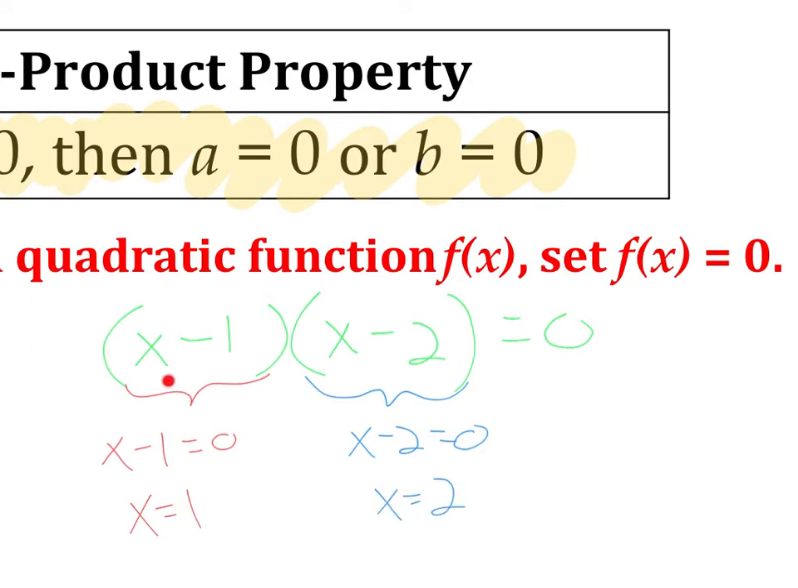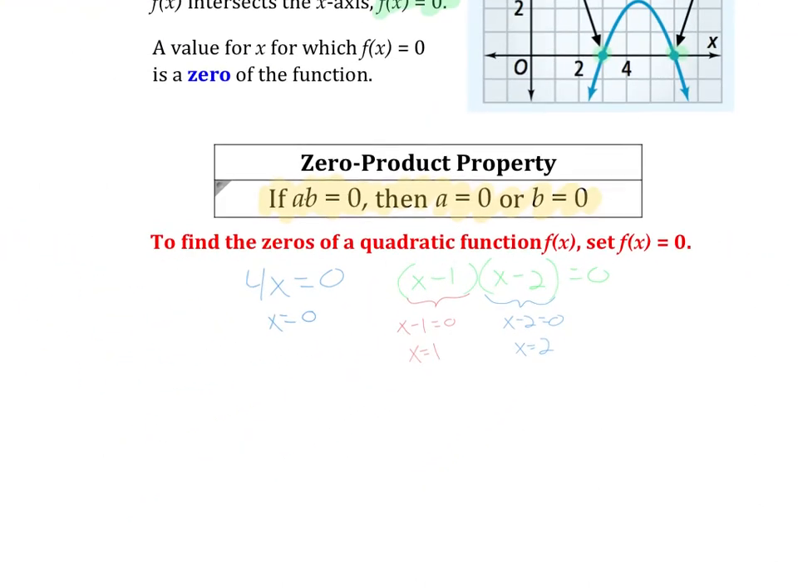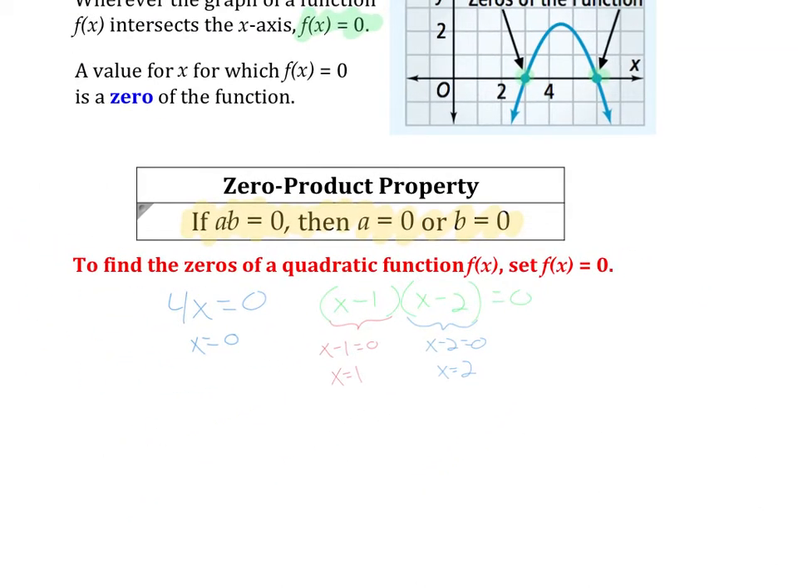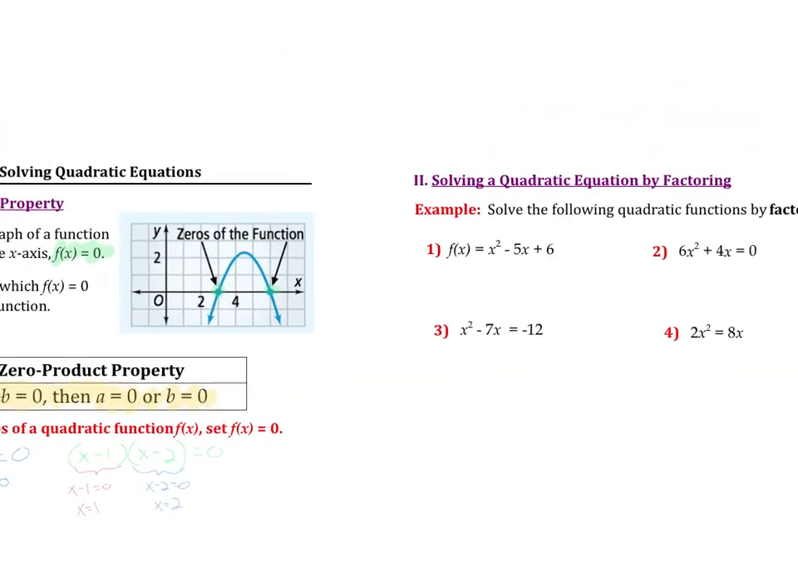So if I were to plug in 1 or 2 into this equation, like if I plugged in 1, I'd have 0 times negative 1. Well, 0 times anything is 0. If I plugged in 2, I'd have 1 times 0. Well, anything times 0 is 0. So either one of those numbers would result in a product of 0. So that is going to come into play quite a bit when we're factoring. All right, let's get to it.